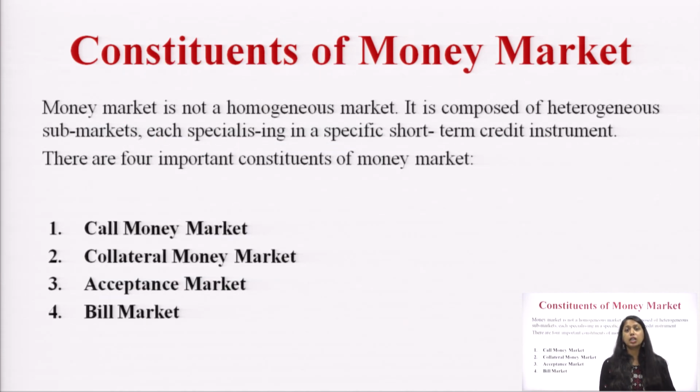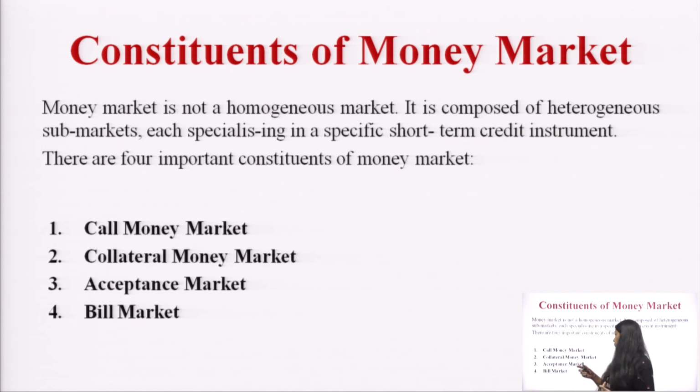Moving forward, the constituents of the money market. Money market deals with a heterogeneous market, not a homogeneous market. A homogeneous market means the same goods, same things are being traded or exchanged. You have different instruments according to your need, whether you need a bill for 10 days, a bill for 91 days, money for a day, or money for 364 days. So it completely depends on how much you need.